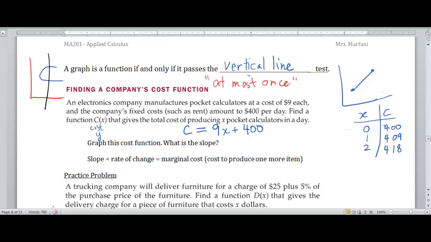Okay. Now it says graph this cost function. You can graph this on the calculator, okay, or you can graph it by hand. How do we graph by hand? Well, you have to start off with the y-intercept. The y-intercept here is 400. Okay, and we're going to go up 9 over 1, right? The slope, m is 9 over 1. Okay, so you're going to go up 9 over 1, up 9 over 1, so it's going to look something like this. Okay, that's what my graph is going to look like.